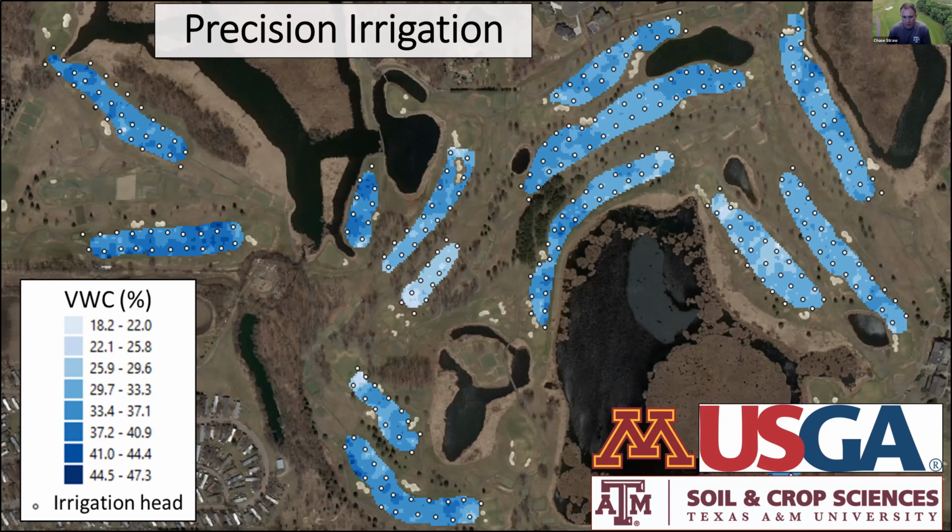So maybe your drier areas show up dry because you have a higher sand content, or maybe you have lower water infiltration in those areas. Your wet areas show up because you might have a little bit more clay content, or the elevation might be lower, so you have water going to those areas.